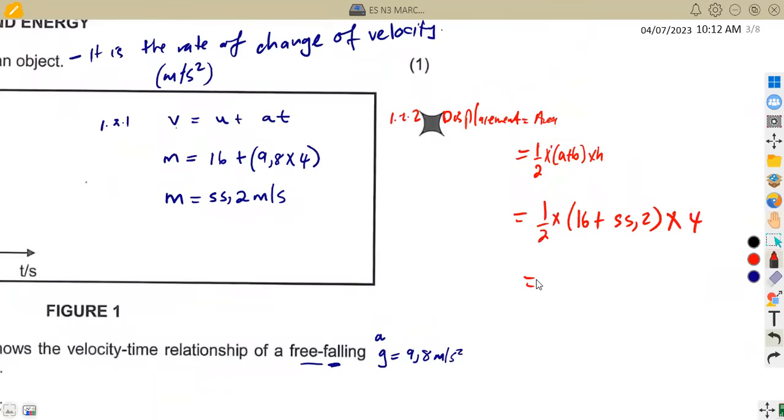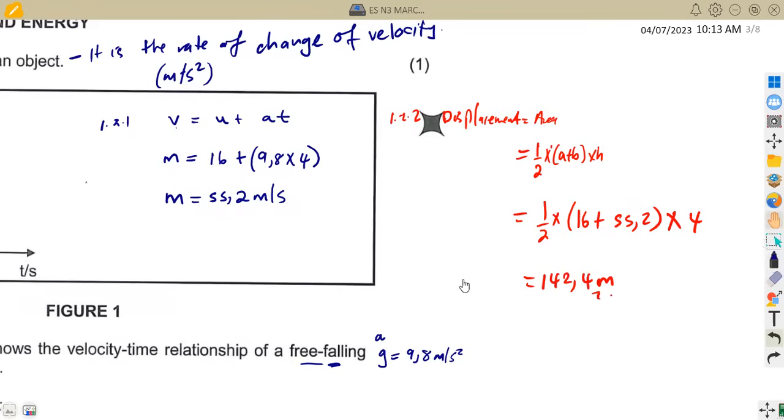So guys, you must be very, very careful with the information that you are given. Are you working with a trapezium? Are you working with a triangle? Which shape are you working with? That part alone is very, very important. So that is what you're going to have. So here we're going to obtain 142,4 meters. That is your displacement.